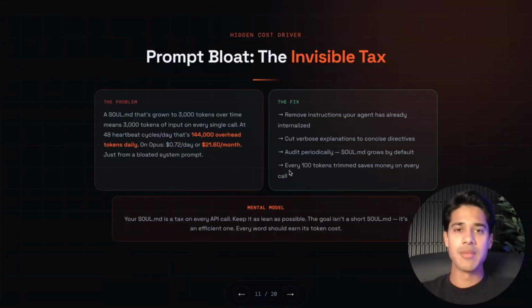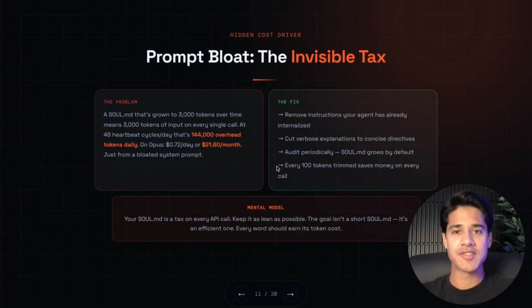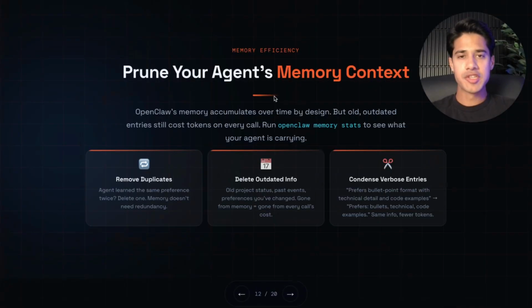Now the fix is simple. Audit your soul markdown file periodically. Remove instructions that your agent has already internalized into its memory. You want to cut those verbose explanations down to concise directives. Every 100 tokens you trim is going to save you real money every day, compounded across every automated cycle. Think of it like this: your soul.md is a tax on every API call, so you want to keep it as lean as possible. Same principle applies to your agent's memory files.